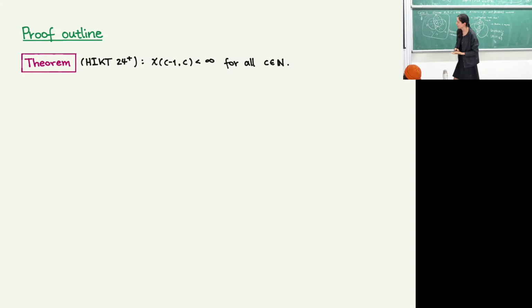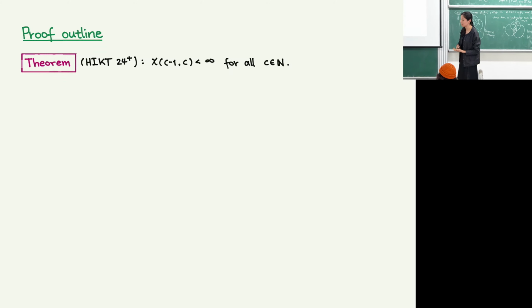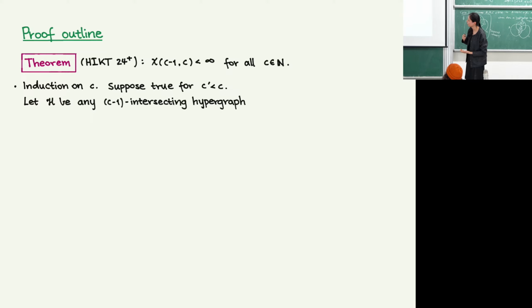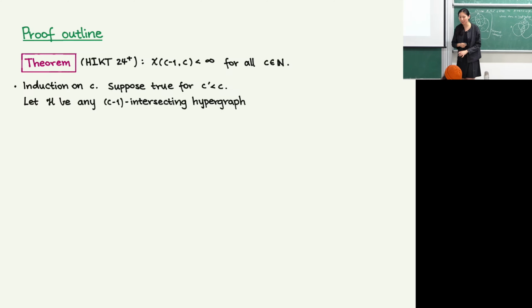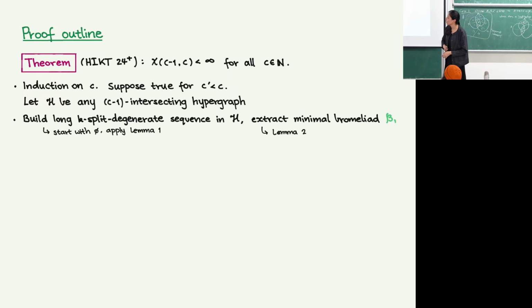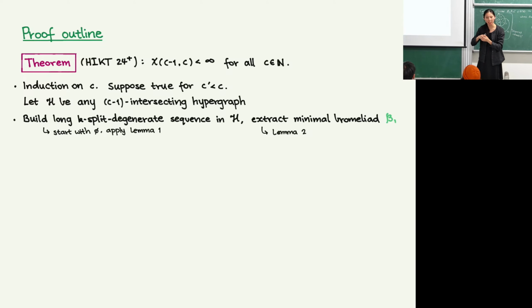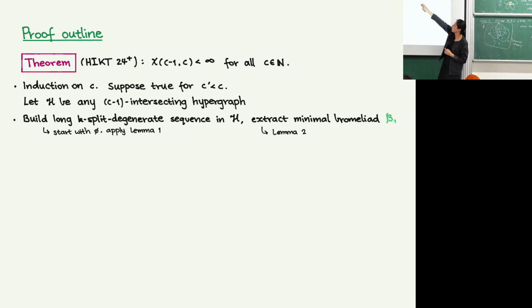So here's the result again. Chi C minus 1, C is less than infinity. We proceed by induction on C. So suppose it's true for C prime less than C, and H is some C minus 1 intersecting hypergraph. What I'm going to do is apply those lemmas. So build a long k-split degenerate sequence. I start just with the empty set to apply lemma 1, and I add 1 edge, and then I put it back in with the same numbers and keep adding edges until it's super long. How long? Well, it has to be FBK long, so that I can then use lemma 2 to extract my first bromeliad, B1.